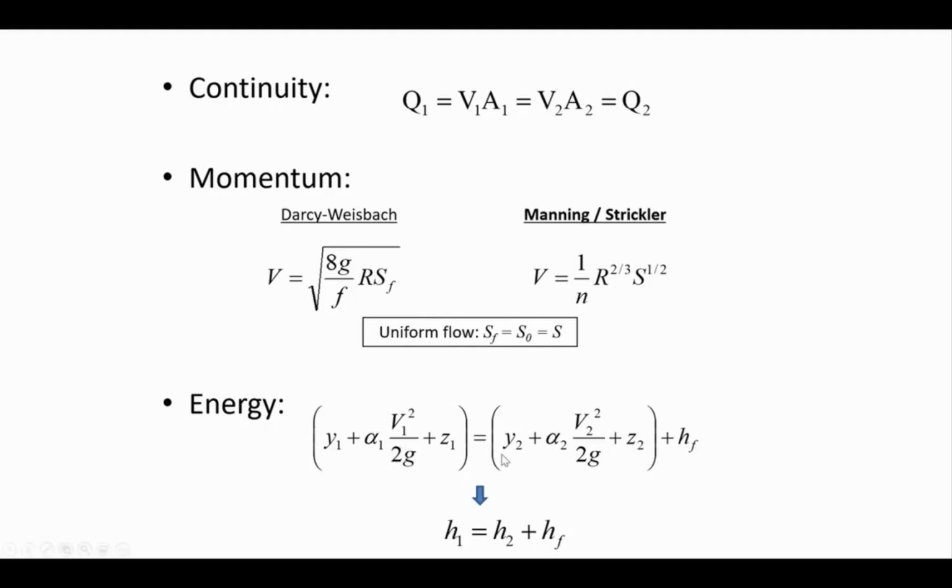The energy equation we've just already talked about, and what it all boils down to basically is the head at location 1 is equal to the head at 2 plus the losses. So the head at 2 is going to be less than the head at 1 because of the losses that occur. And when you have uniform flow that's steady, the head losses are equal to the elevation difference between 1 and 2.